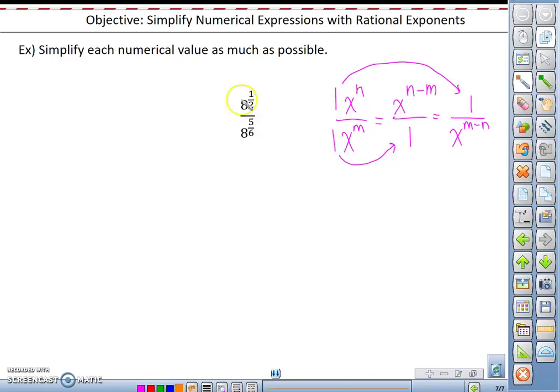So now I'm looking at, okay, well, I've got this. Which one do I want to start my subtraction with? Well, I want to start with the larger one because that will give me a positive value, and that way I don't have to also use the negative exponent rule. So I need to know which of these is larger.